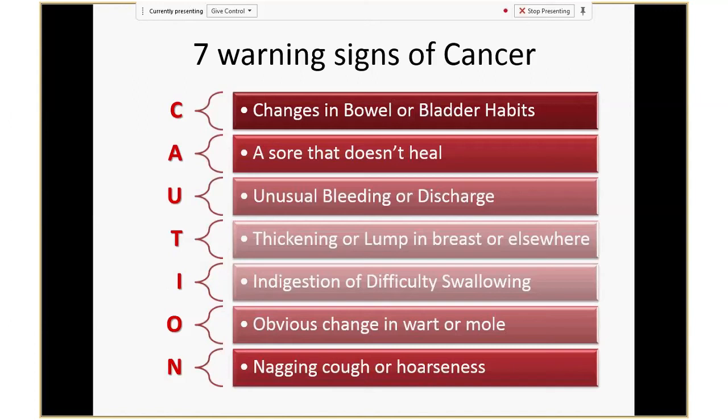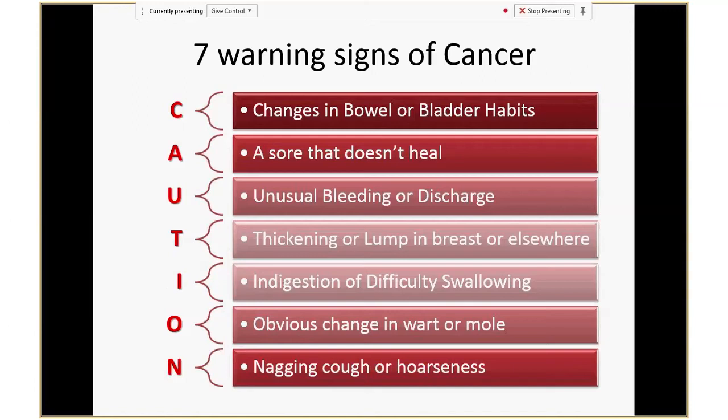Unusual bleeding or discharge, for the woman, that could happen. Thickening or lump in the breast. If anything is new in the breast tissue, go into the doctor. I don't care if it's painful, painless, or it's tiny or huge. If there's a new lump in there that you're not familiar with or you have never felt before, go in and get checked out. Indigestion or difficulty swallowing. Sometimes you're not producing the saliva and it can be caused by oral cancers. So that might be a reason to get checked out.